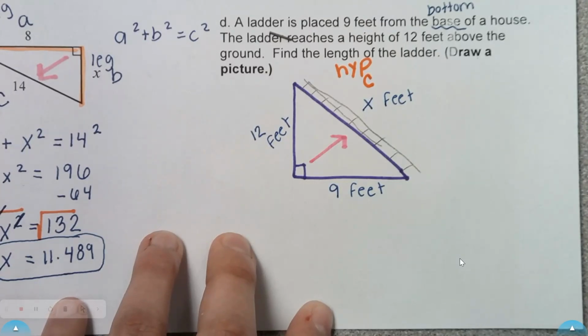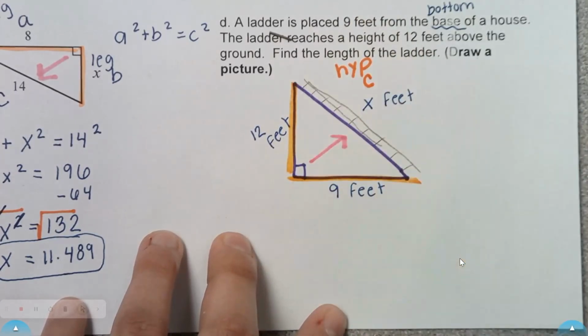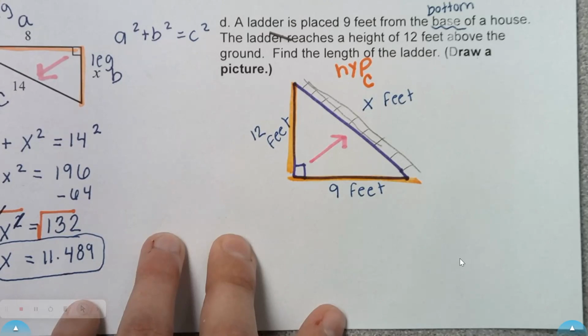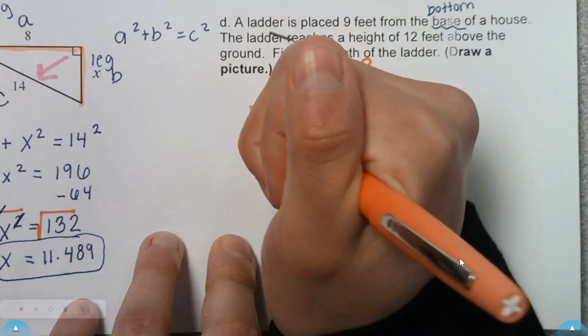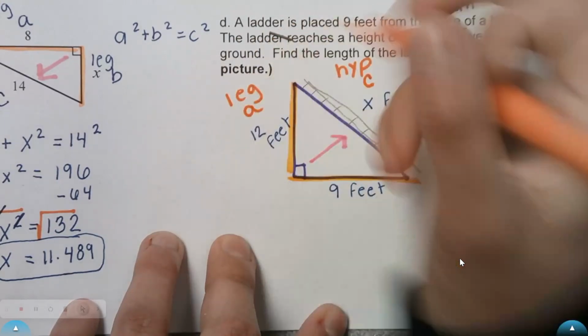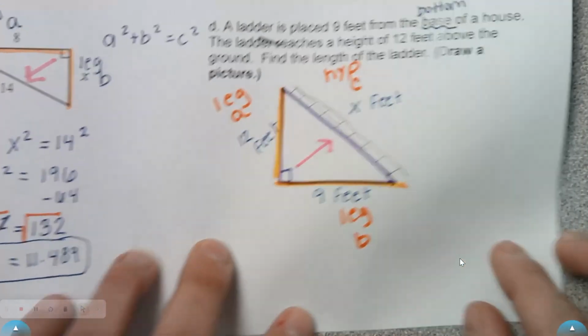Your 90 is made up by these 2 sides. Those are your legs. It doesn't matter which one is A or B. So I can put A here, that's a leg, and this is a leg, and this is B.